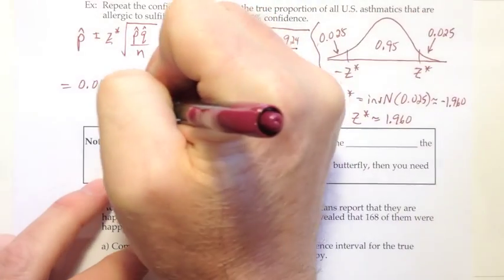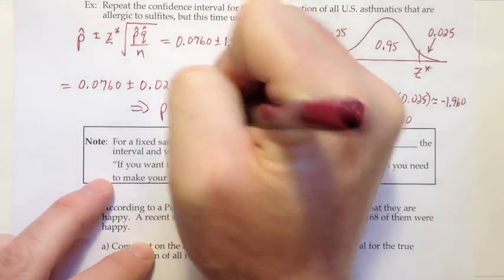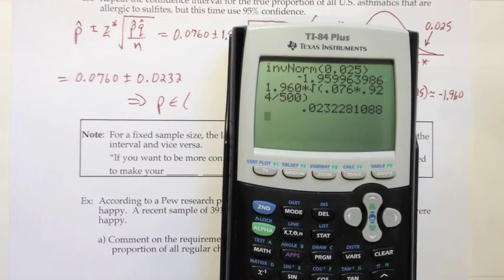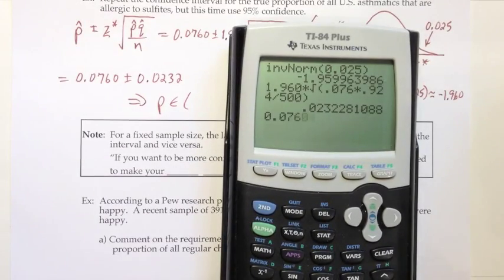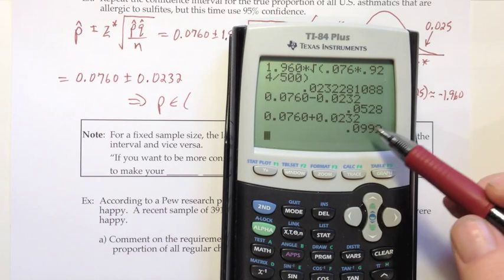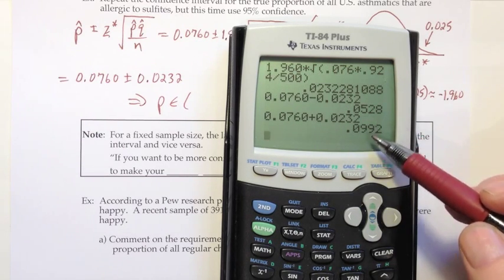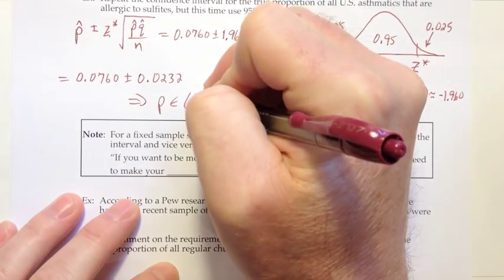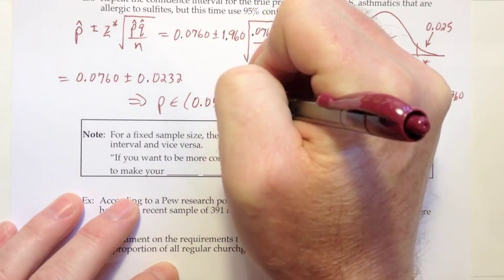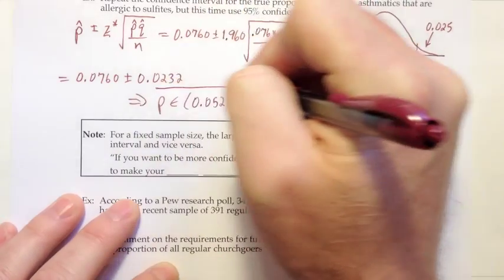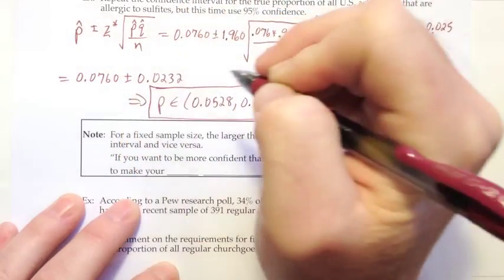And then we do the addition and subtraction, and that would give us our confidence interval for p. So first the minus, then the plus. So let's do both of those. 0.0760 minus 0.0232. That's the left boundary, and then again with the plus gives us our right boundary. So the left boundary of our interval is 0.0528, and the right boundary is 0.0992. Help me fill those in. And then again, just to be clear where the answer is, I'll go ahead and box that piece.